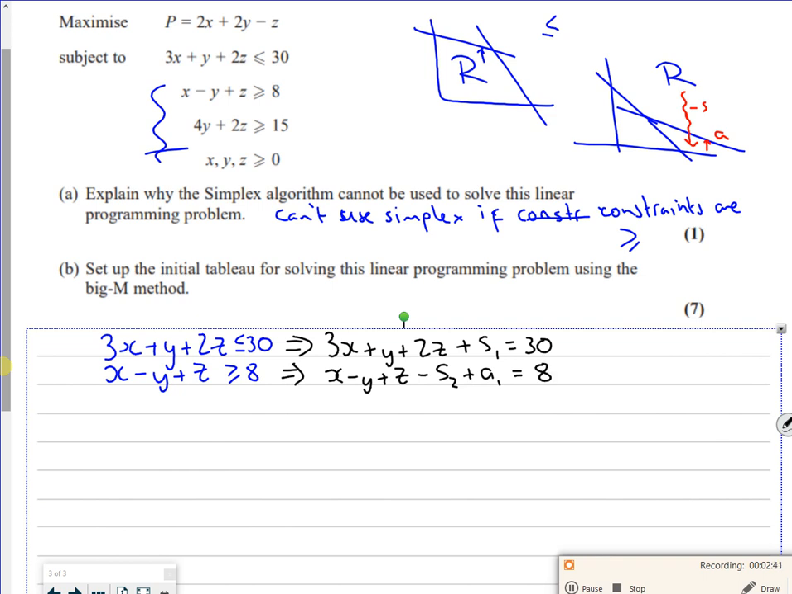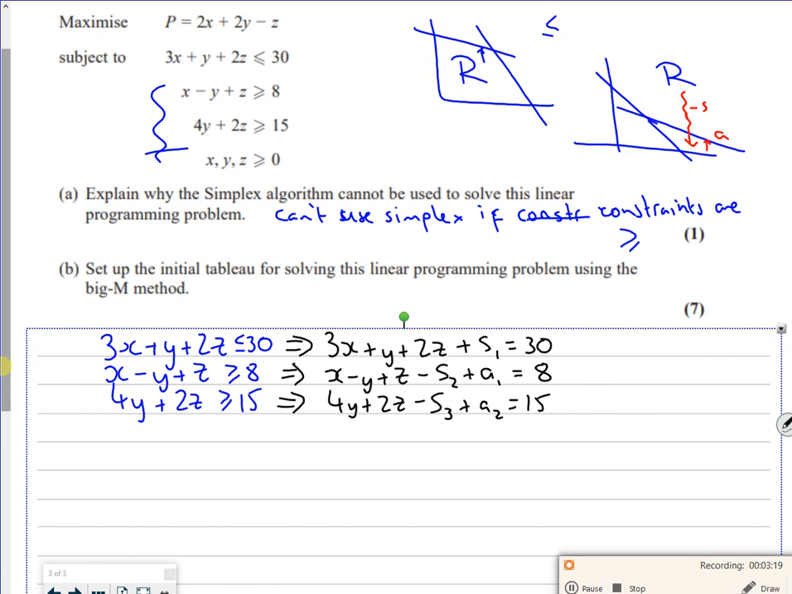But we're doing Big M, so we cheat around that with an arbitrary large constant M, which everybody says is an arbitrary large constant M, and they just smile at you. Because they don't know what's going on. Well, I've joined that club too, so don't worry about that. So if you ask me about Big M, it's just a way of getting around it by having an arbitrarily large constant M. So I've got 4y plus 2z, take away s3, add on a2 is equal to 15.